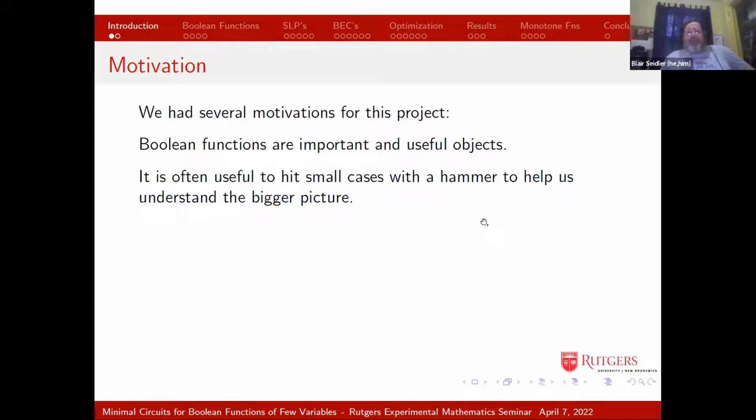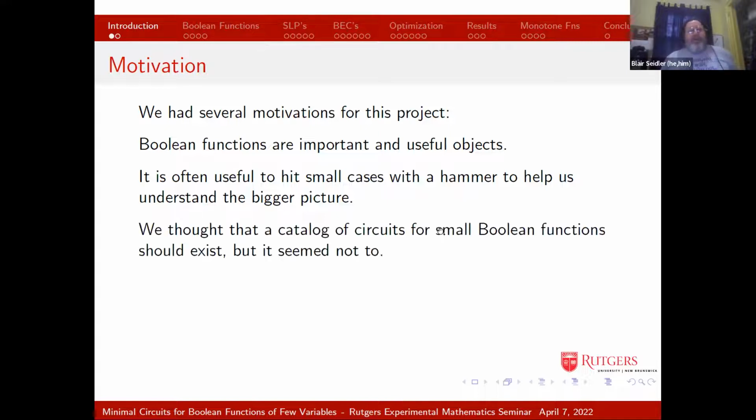Strategically, one of the things I really enjoy about working with Dr. Z is that he and I both like to hit small cases with a hammer and then maybe do some randomization and simulations to figure out some medium cases. And only then do we try to figure out what's going to happen in big cases that we can't brute force. We thought that a catalog of all the circuits for small Boolean functions should exist, but we couldn't find one. If you know of one that exists, please email me after the talk and let me know where it is, because I would be curious.